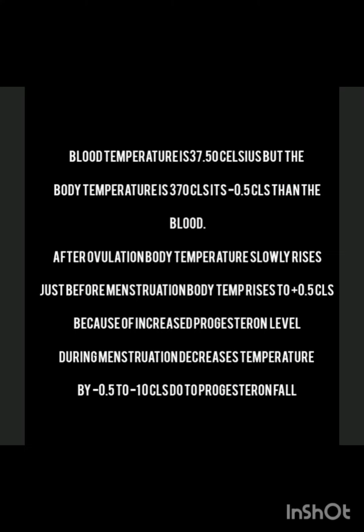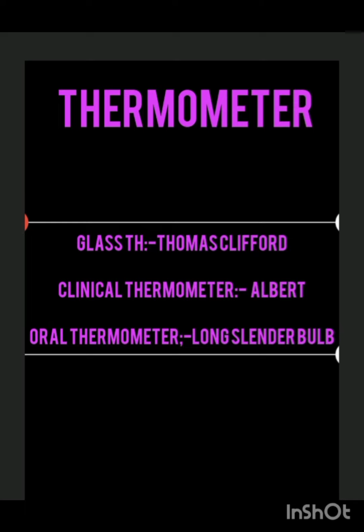So that is the reason during the menstrual period the temperature decreases by 0.5 to 1 degree Celsius below our normal body temperature. And we know about the variations in temperature over the time of the day.